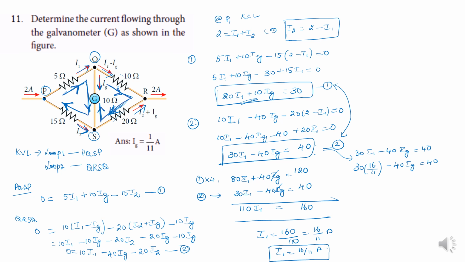4 3s are 12. 12 by 11 minus 1 minus Ig is equal to 1. Ig is equal to 12 by 11 minus 1, which is equal to 12 minus 11 by 11. So Ig is equal to 1 by 11 amps. 1 by 11 is 0.09, or Ig is equal to 0.09 amps. That's it.